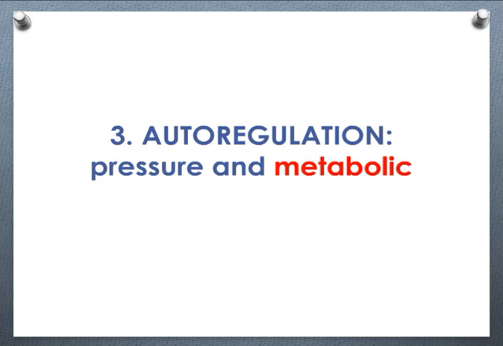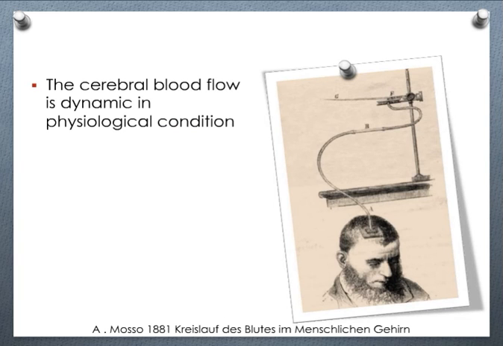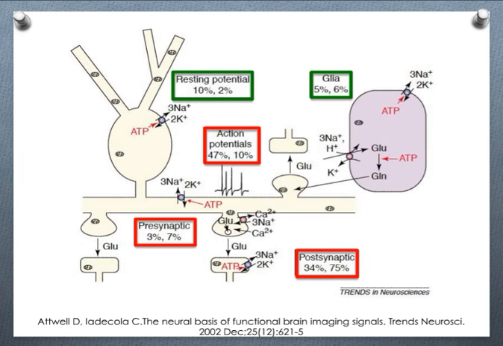In the last few minutes, we will go to metabolic autoregulation. As Mosso demonstrated in 1881, the flow changes, and it produced changes in pressure. This was a patient with a skull defect, and when he was invited to hear, as an example, sounds or thinking about praying or something like that, the flow did change, and he recorded the flow more than 100 years ago. And the changes in flow are due to the activities, presynaptic, postsynaptic, and action potential.